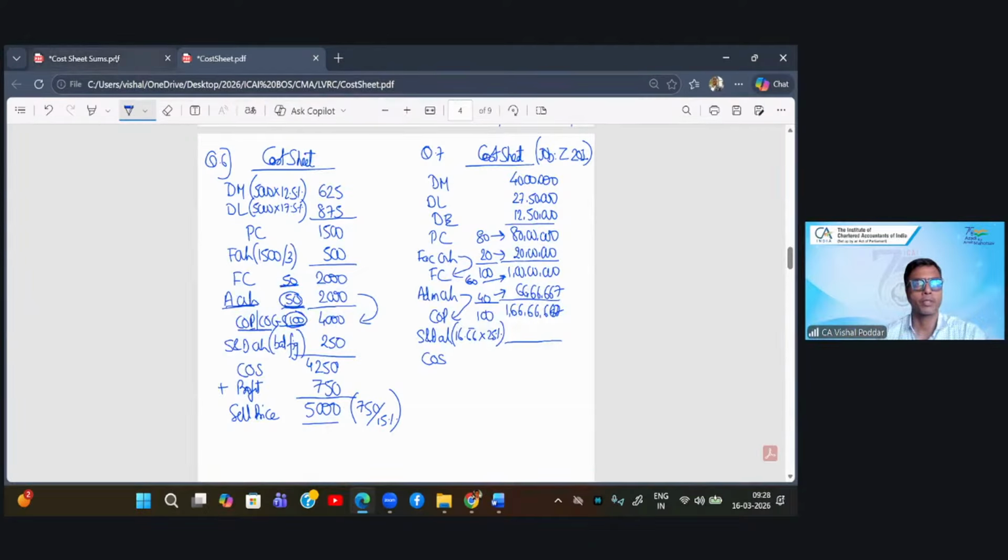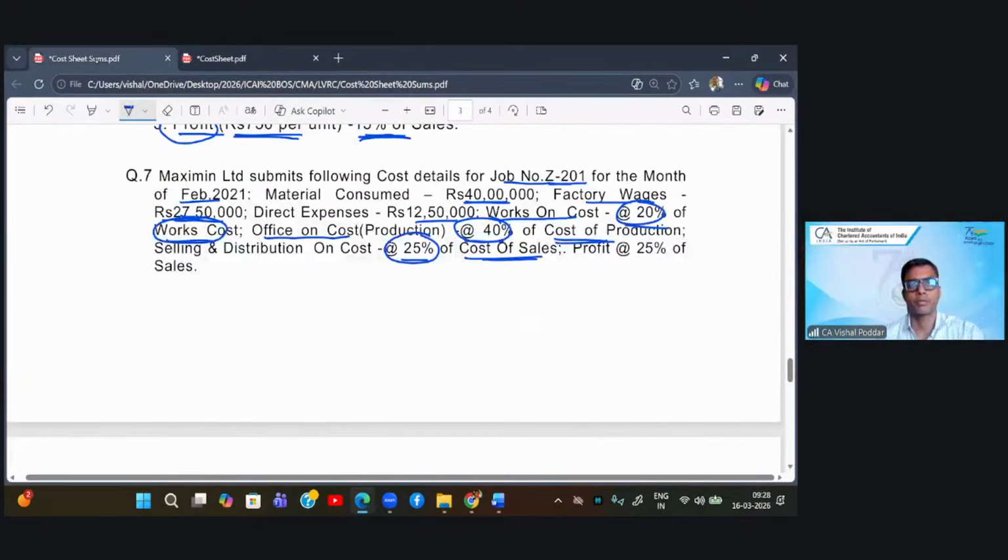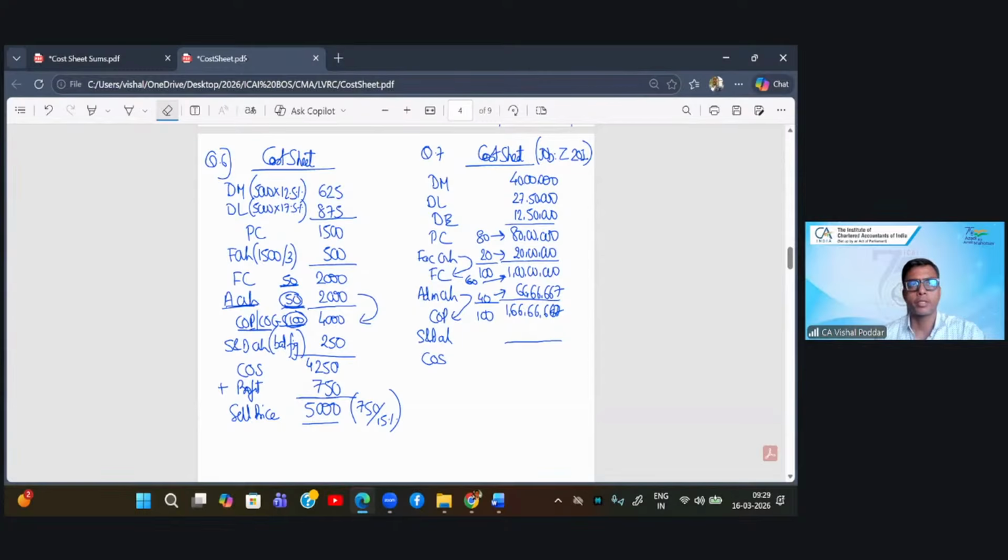No, 1 second. It is again 25% of cost of sales. So still that same equation is required. It is 25% of the next figure. So again, this is dependent on this. So if this is 100, this is 25. So this becomes 75. Now if 75 is this, how much will be 25? And then how much will be 100? So 5, 15.